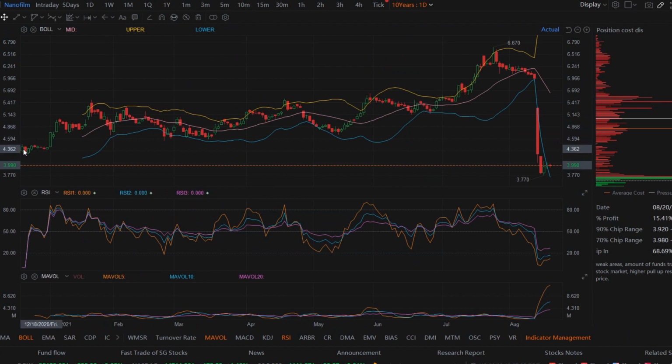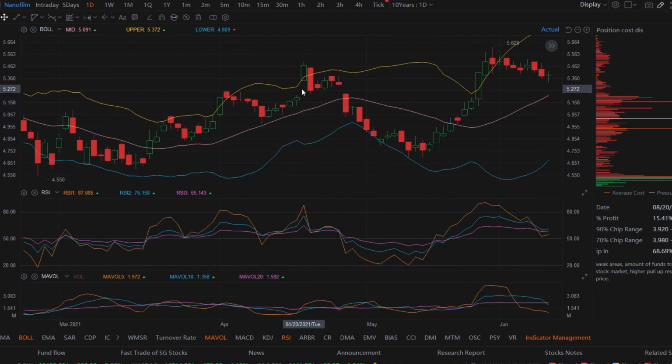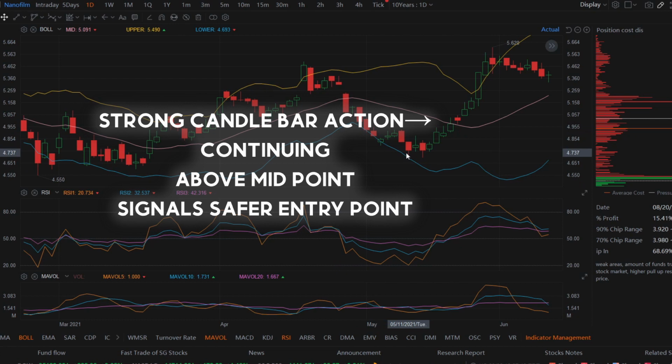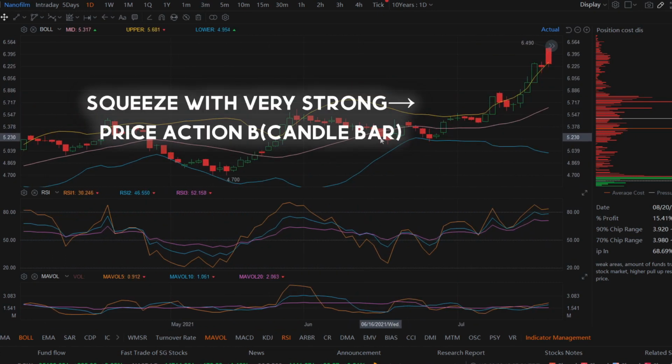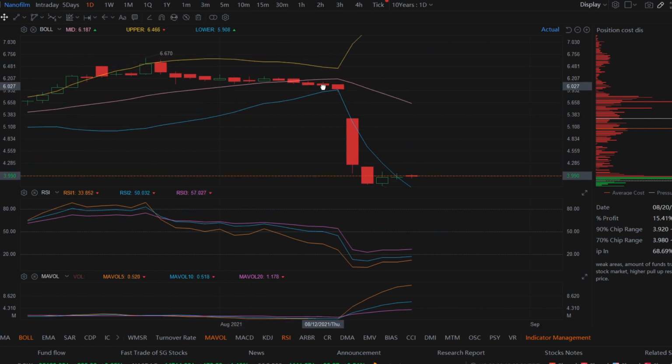I'll do a simple price action using Bollinger Bands and intrinsic value calculation with analysis in the future. Let's zoom into the first actual bulge and squeeze. So at the end of the squeeze, something drastic will begin to happen. So in this case, a drop when forming bulges, and once the green candle bars went above the midpoint, it will signal a safer entry point, followed by a low volatile bulge, then short squeeze with very strong candle bar action before a small bulge, then into this tunnel of death.